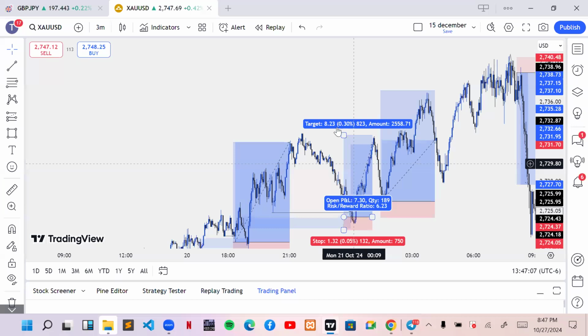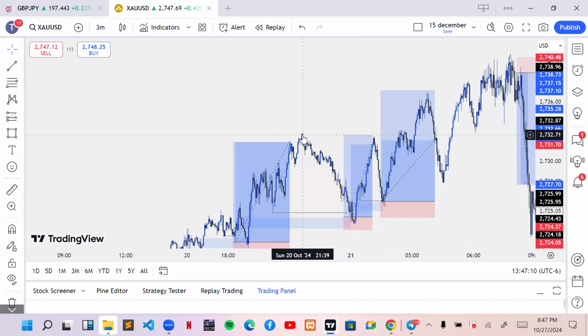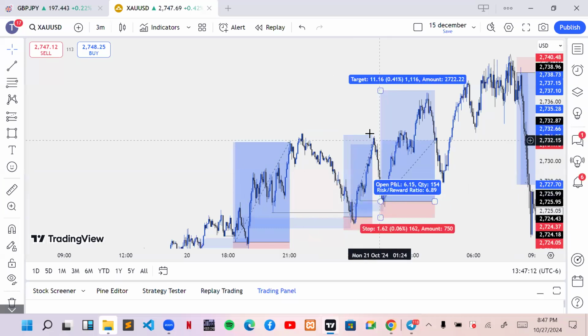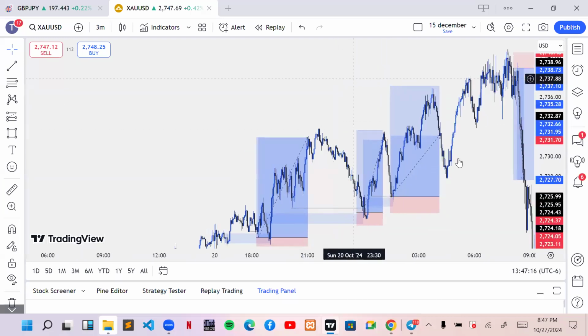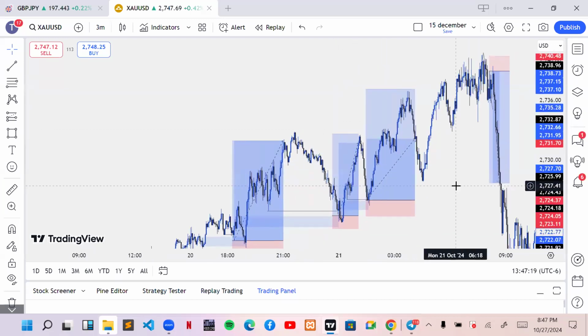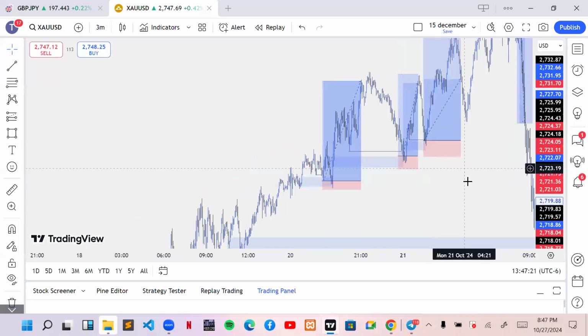So for my take profit, this trend line liquidity has to be cleared. My take profit on this trend line liquidity also has to be cleared. But I was targeting extra pips because I knew that gold was bullish. Okay, so that's just it. That's how I was able to catch the trade.